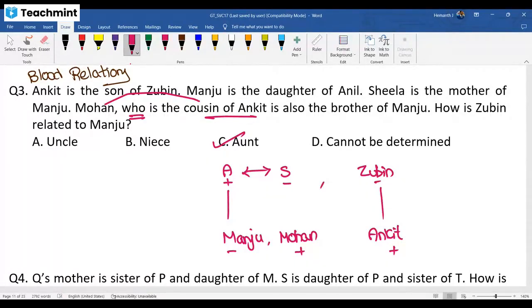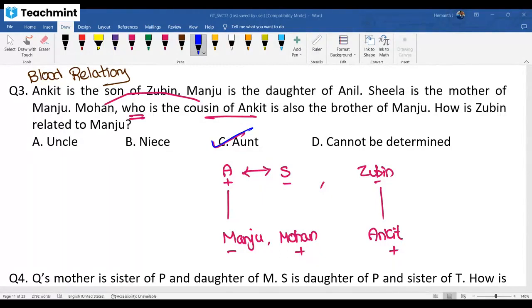Jubin will be sister of Anil, or Jubin will be sister of Sheila. Anyhow, your parent's sister is nothing but called aunt. No need for cannot be determined. Paternal or maternal aunt is not a discussion here. So for sure, Jubin is related to Manju as aunt. Any doubt in this question, please let me know. Aunt is the correct answer. Any doubts, please? Yeah, fine.